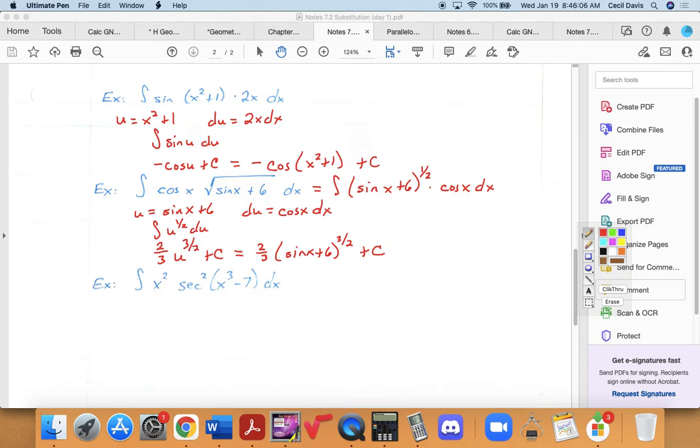All right, now this next one is a little bit different than the other ones. Notice I have a composite function, and I've got some other function outside, but it's not quite as nice as I'd like it to be, is it? So let's go ahead and do the u substitution. Let u be equal to x cubed minus 7. Then du will be 3x squared dx.